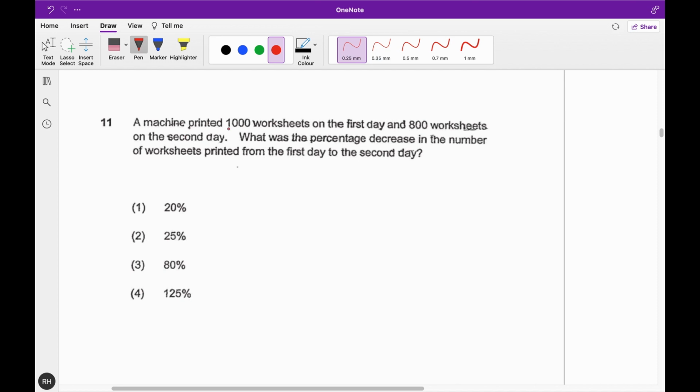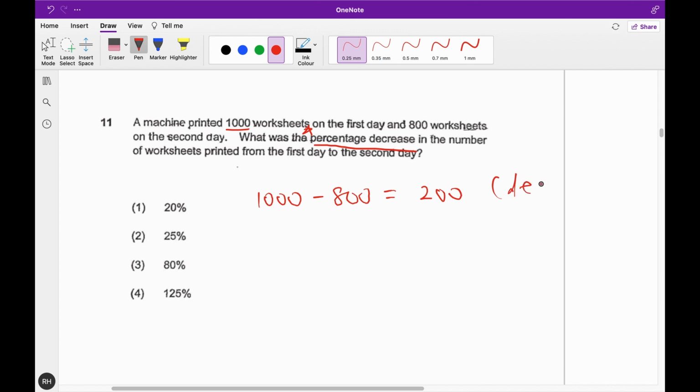Question 11. A machine printed 1,000 worksheets on the first day and 800 worksheets on the second day. What was the percentage decrease in the number of worksheets from the first day to the second day? Okay, so percentage decrease, okay, a very common concept. So first we want to find the decrease. Okay, so 1,000 minus 800 will give us 200.